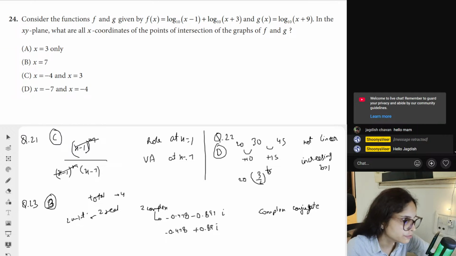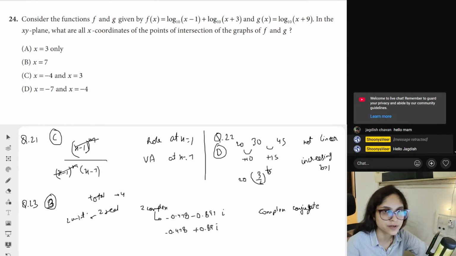Question number 24. The functions f and g are given by f of x is equal to log base 10 of x minus 1 plus log base 10 of x plus 3, and g of x is log base 10 of x plus 9. Intersection. Intersection means you have to solve it.